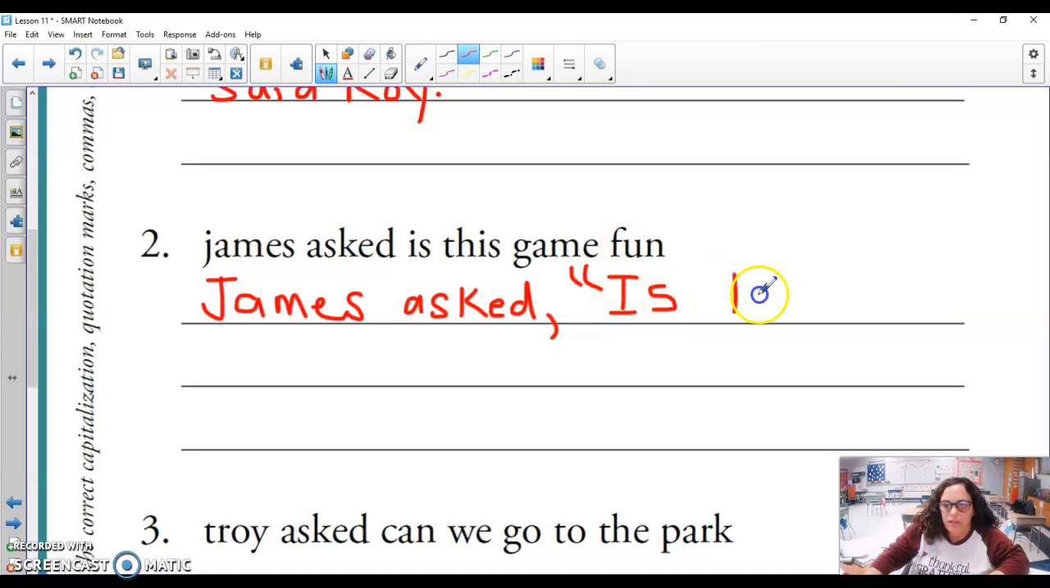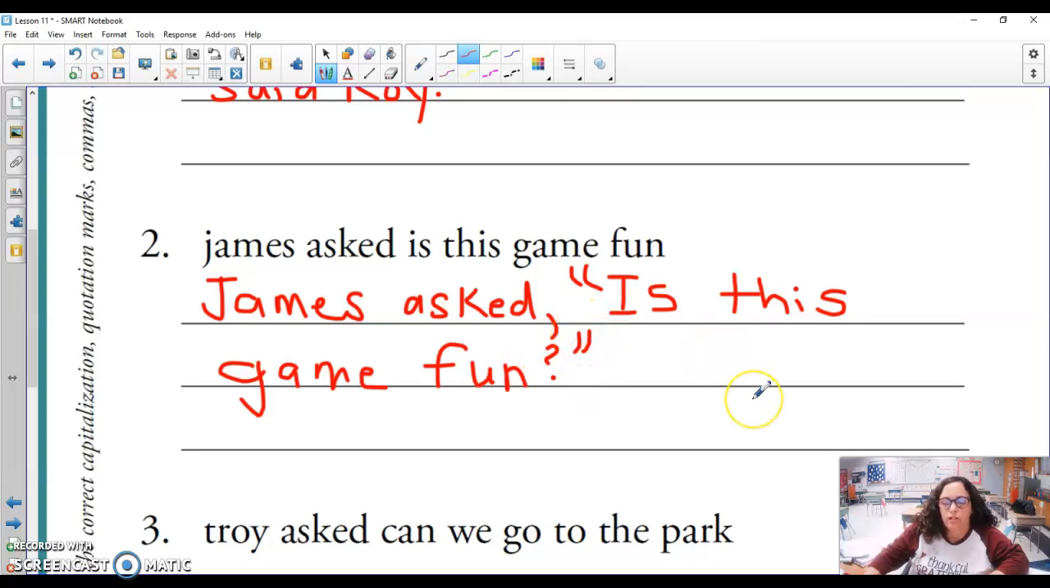So is this game fun? And what kind of sentence is that? Is that a telling, asking, or exclaiming? Yep, it's an asking, so you need to put a question mark. And now he's done talking, so you're going to finish and put the end quotation marks. So if we read it, James asked, "Is this game fun?"